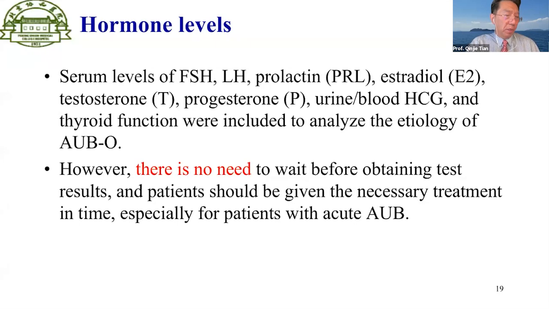The hormone levels: the serum concentrations of follicle-stimulating hormone, luteinizing hormone, prolactin, estradiol, testosterone, progesterone, as well as the urine or blood human chorionic gonadotropin, and the thyroid function were incorporated in the evaluation of underlying causes of AUB-O. Nevertheless, it is imperative not to delay treatment while awaiting test results, particularly in case of acute AUB, and instead promptly administer the appropriate interventions.